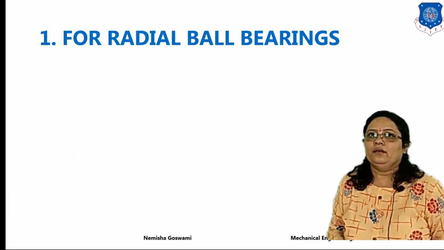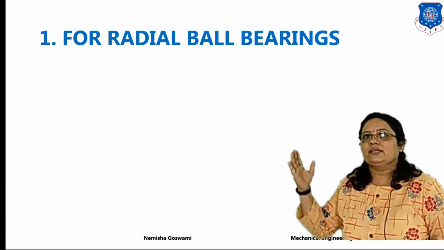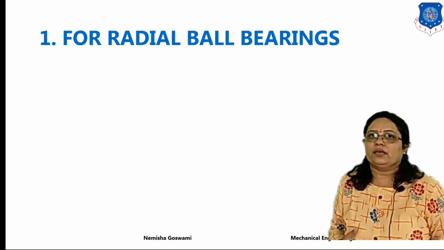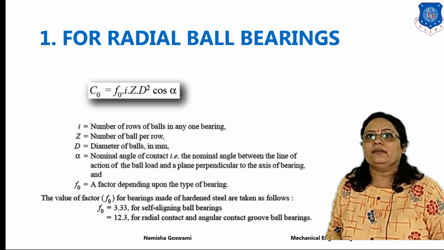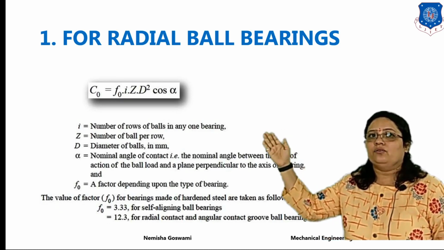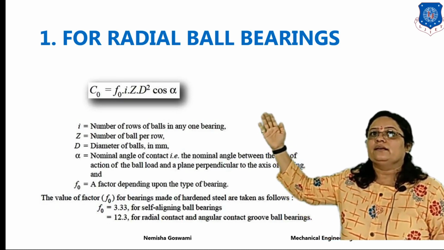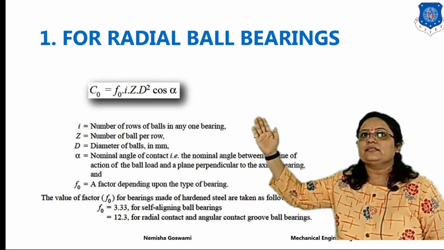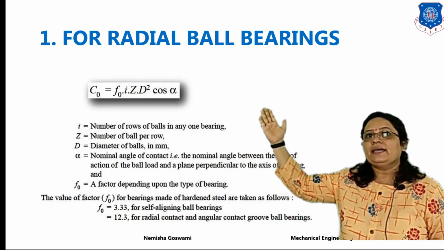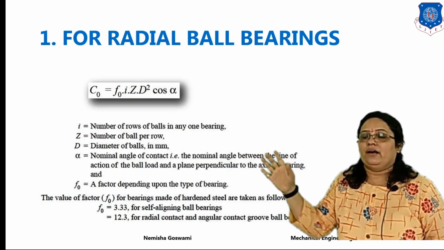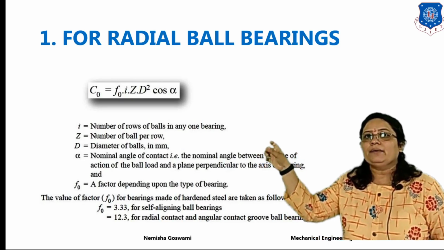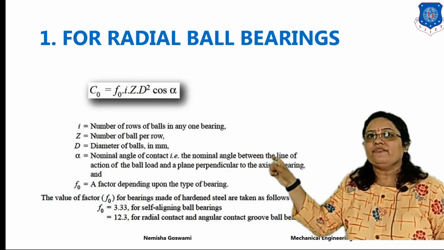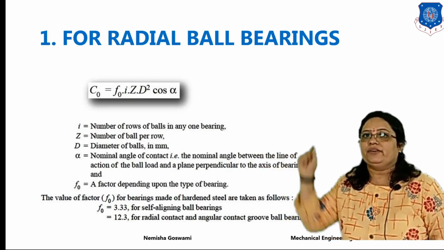Now for radial load, the first condition is for radial ball bearing. What is the basic static load? It is denoted by C0, and it is equal to F0 i Z D square cos alpha. All these parameters have their specific notation.